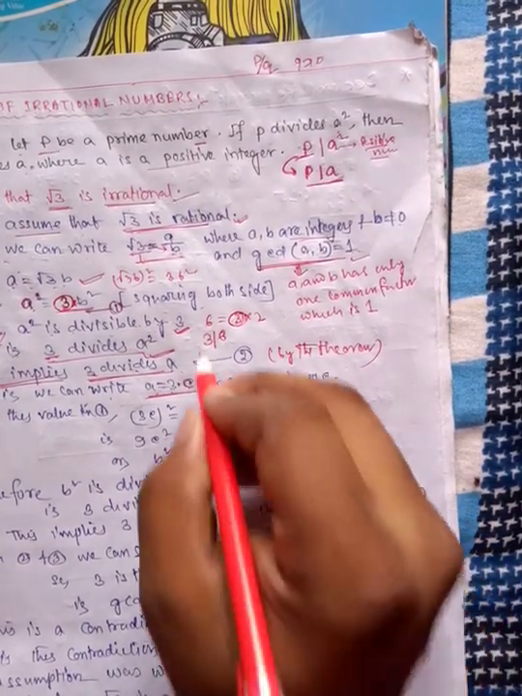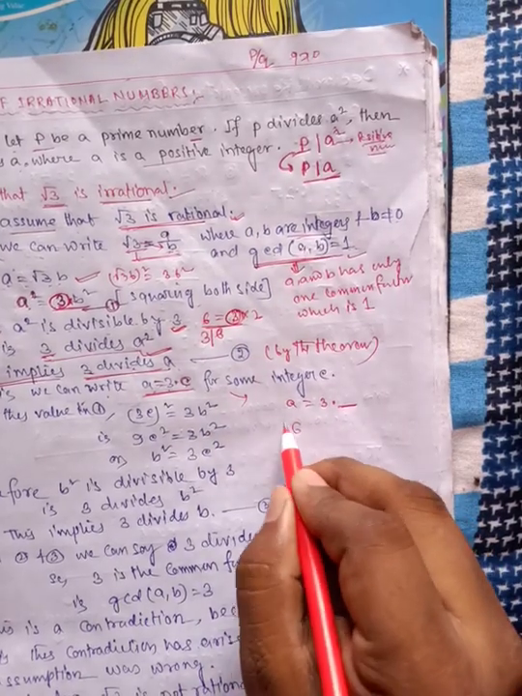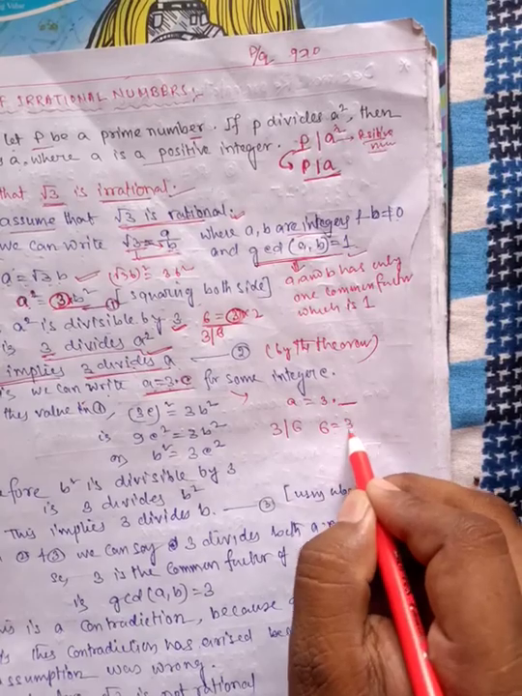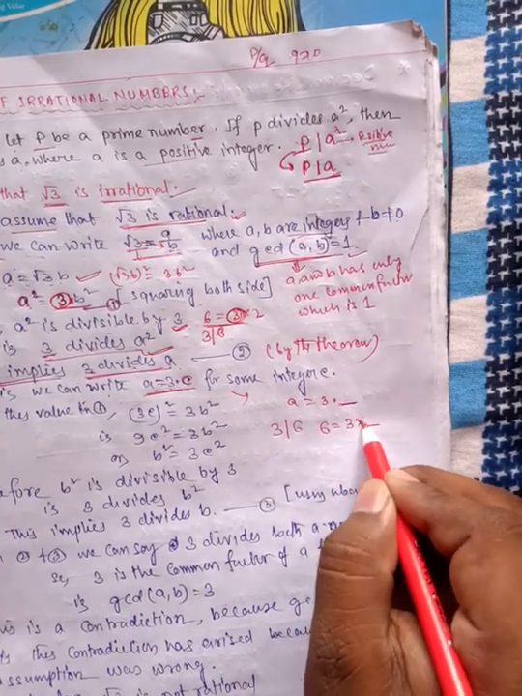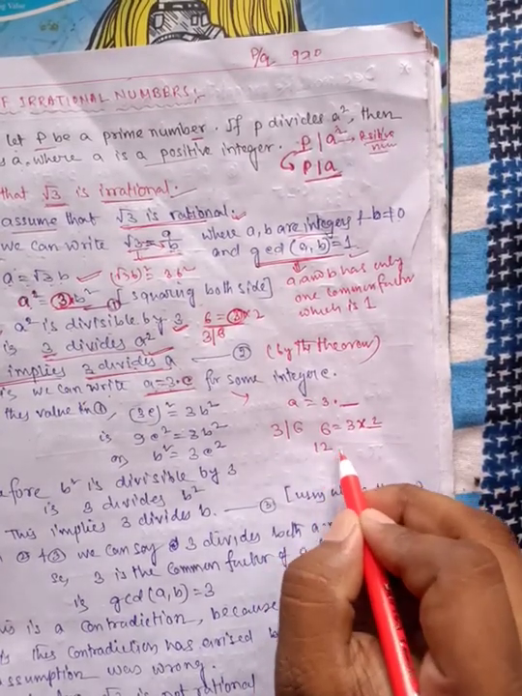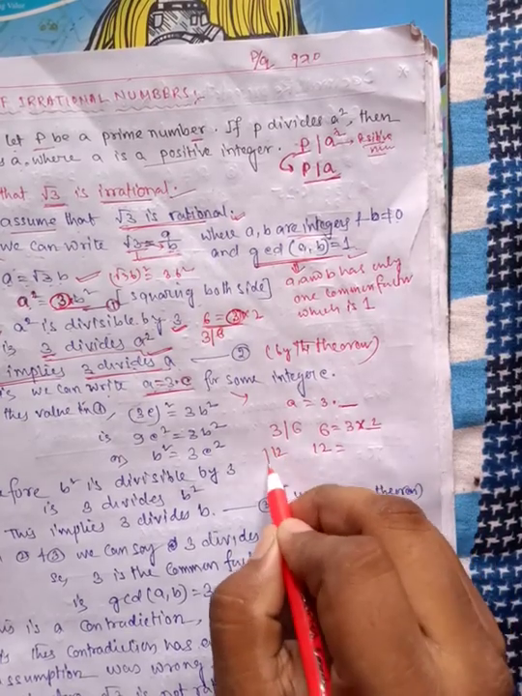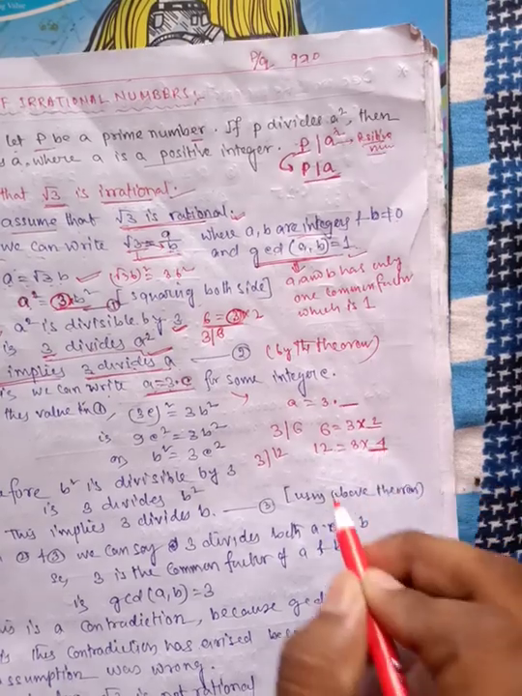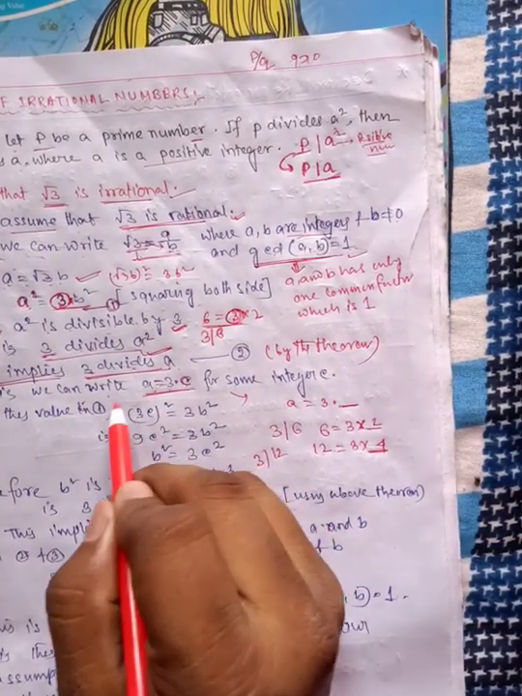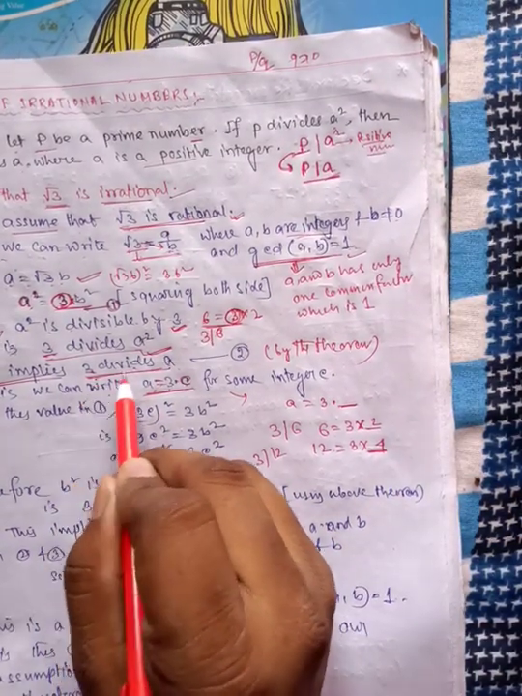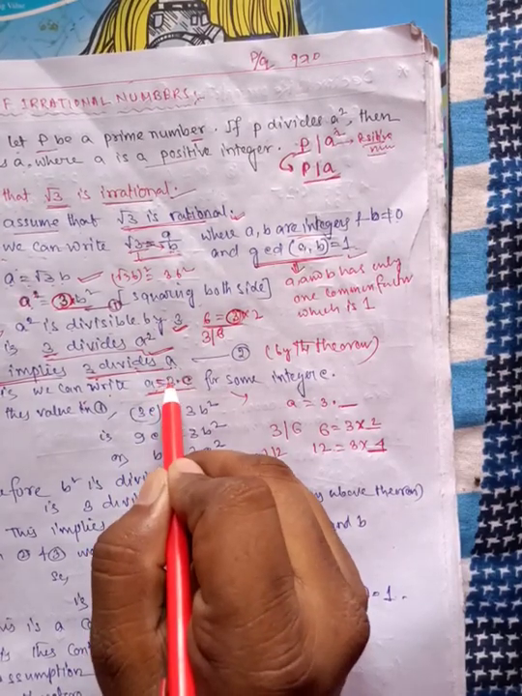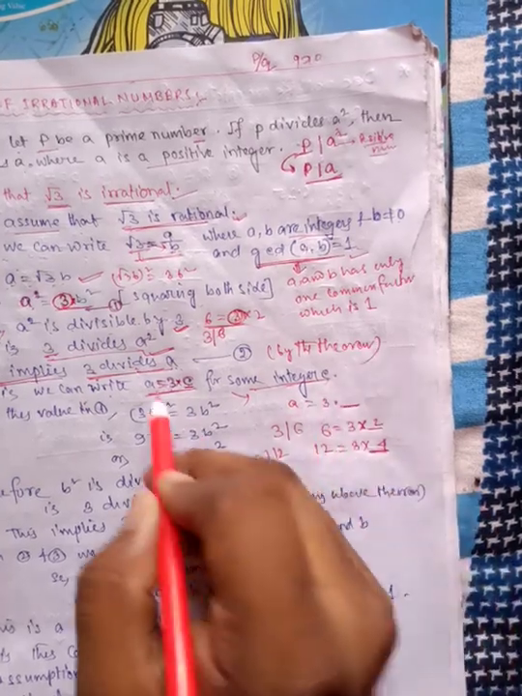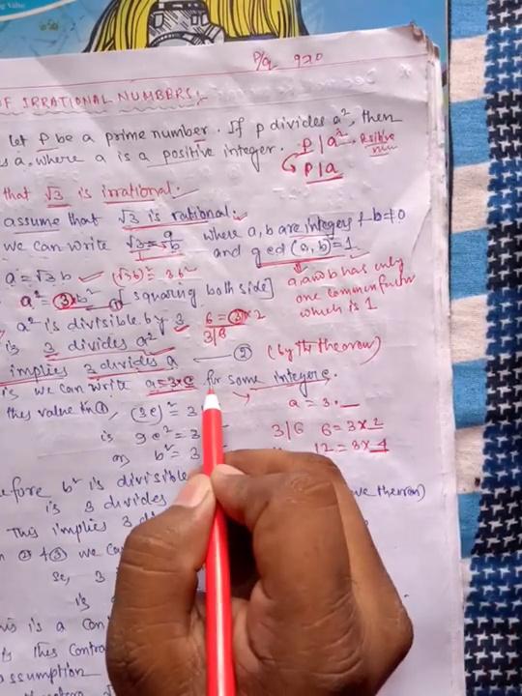As for example, 6 is divisible by 3, so you can write 6 as 3 into some integer, that is 2. Again 12 is divisible by 3, so you can write 12 equal to 3 into another integer, 4. Understood? Similarly, 3 divides a means a equals 3 into some integer c, so a equals 3c.